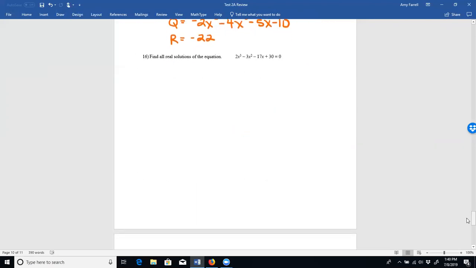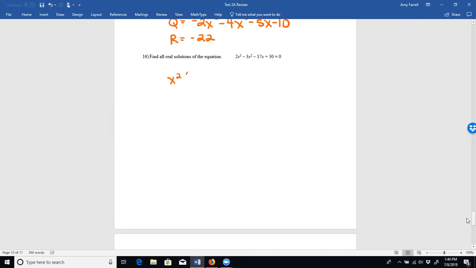Okay, 16. We have a cubic equation here that we want to solve. And before I use our rational zeros theorem, which is what we need to use, I do want to show you that factoring by grouping does not work.